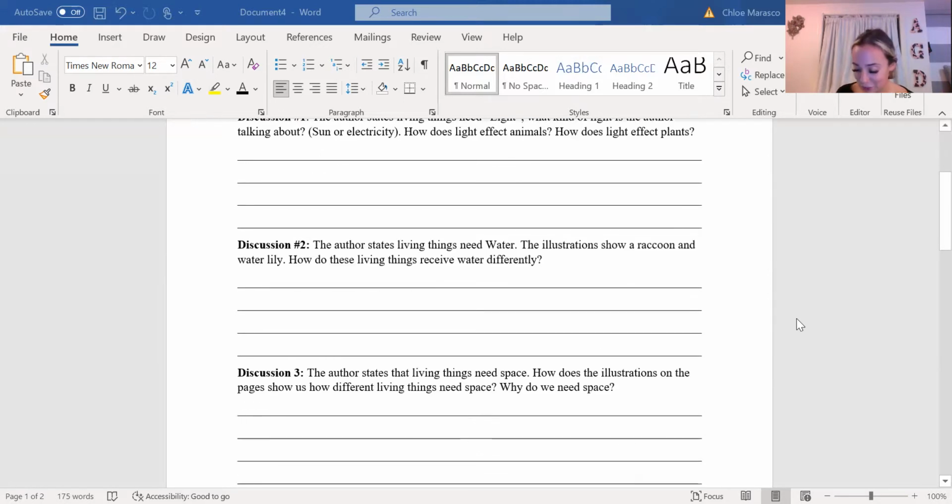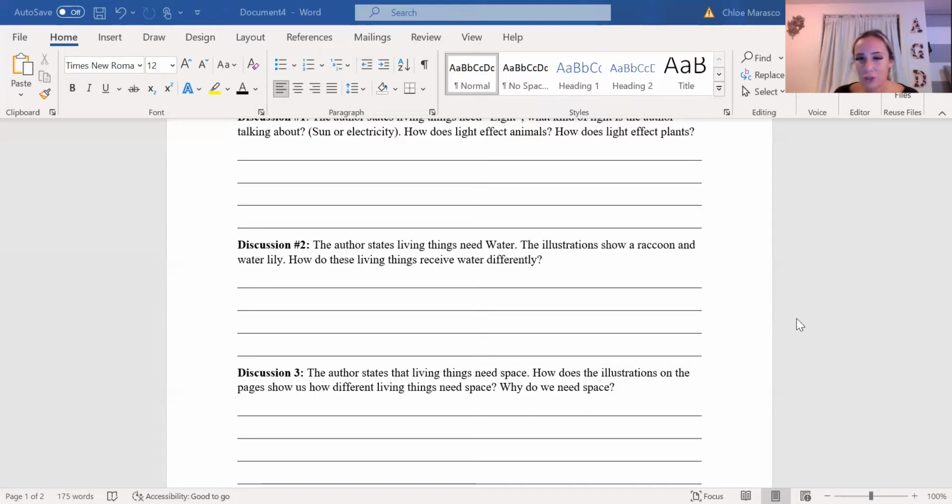So then you'll continue reading. Living things need food. Living things need water. And then we're going to go back into our discussions with our groups. This is where I'm going to draw focus to those illustrations again. One page is focused on a raccoon, where the other is a water lily. Make sure your students see these.